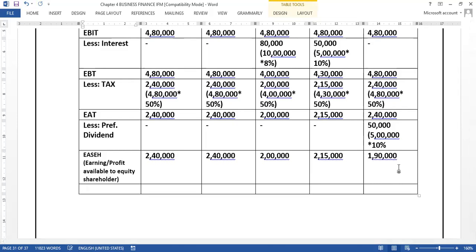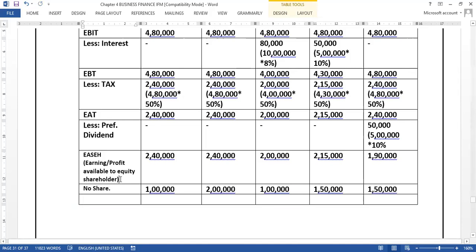Now we have to understand the profit available to equity shareholders. In the question they clearly mentioned that we have to find the EPS. In order to find the EPS, we have to take into consideration the number of shares. That is more important. In the first case, we have 1 lakh shares. In the second, we have 2 lakh shares. In the third, again 1 lakh shares. In the third financial plan it is 1 lakh 50,000, and in the final one we again have 1 lakh 50,000.